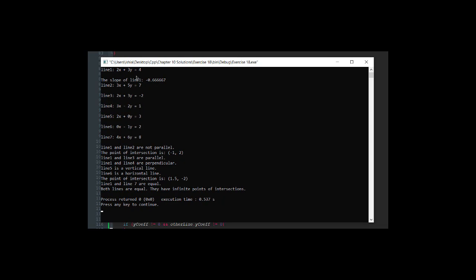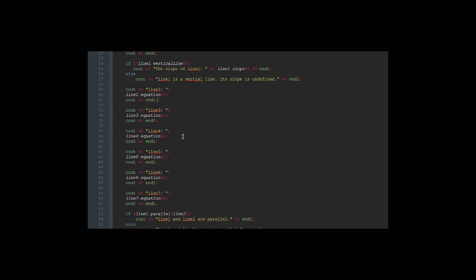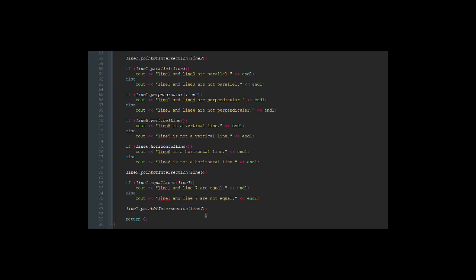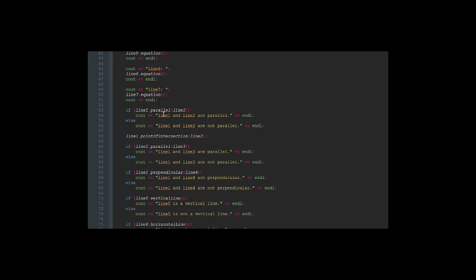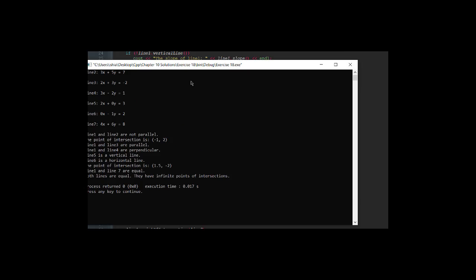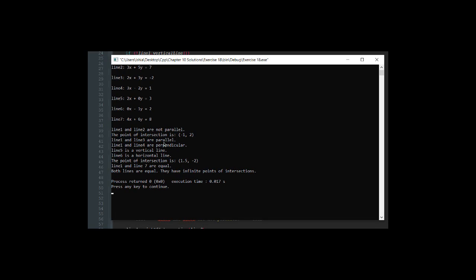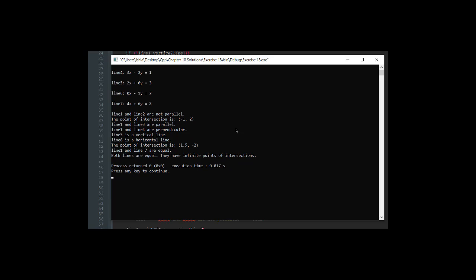Line 1, 2x plus 3y is equal to 4. The slope of the line, 0.66666667. Line 2, 3x plus 5y is equal to 7. Line 3, which is 2x plus 3y is equal to -2. So we're running this little testing program in order to show how this works, so that's basically what you're seeing here. Line 1 and 2 are not parallel. The point of intersection is -1, 2. There we go. Okay.